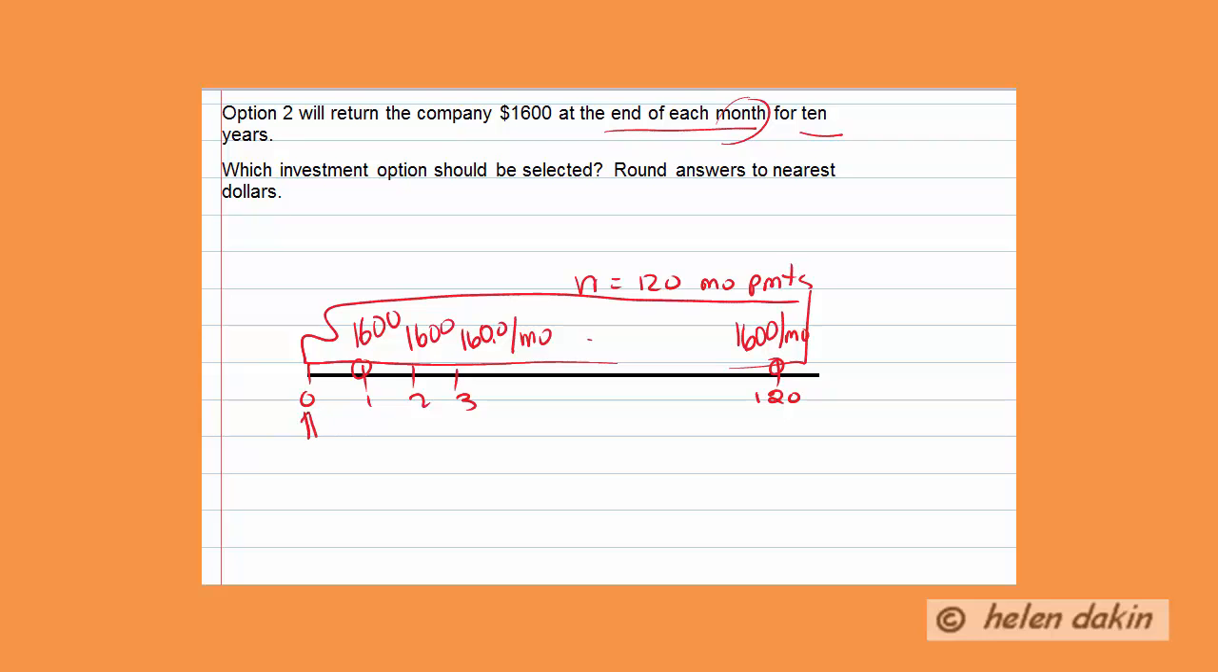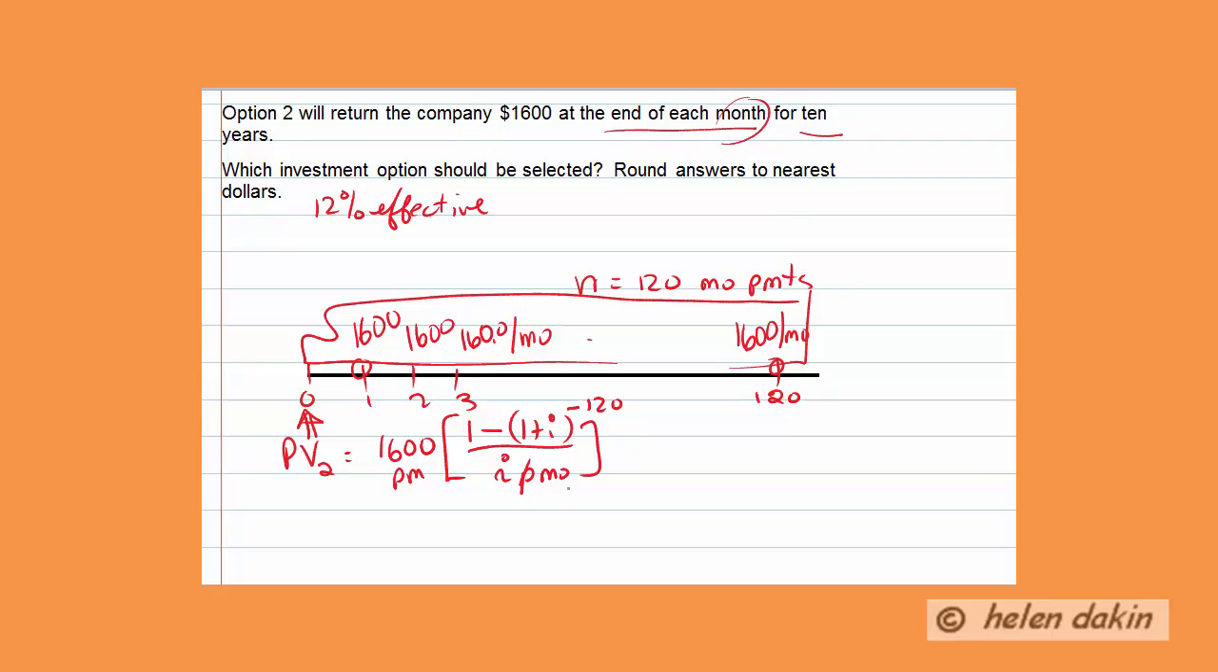So what's the cash value or the present value of option number 2? Well, it's simply the present value of this annuity, where the payments are $1,600 per month multiplied by the present value factor, 1 minus (1 plus the interest rate per month) to the power of minus 120, because there are 120 monthly payments, divided by the interest rate per month. Now, why didn't I put the interest rate per month in there? Because I don't know what the interest rate per month is. All I have is an interest rate of 12% effective. I have an interest rate that is 12% per year. I don't have the equivalent monthly rate.